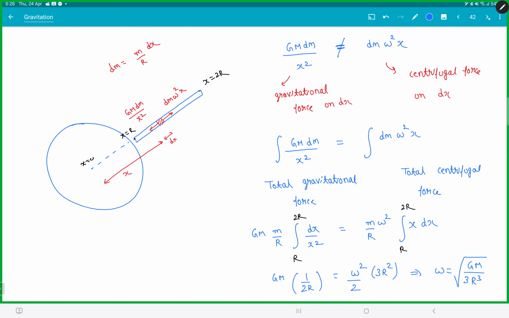Let's find the tension in the rod. I'll give you a minute. Give it a try.